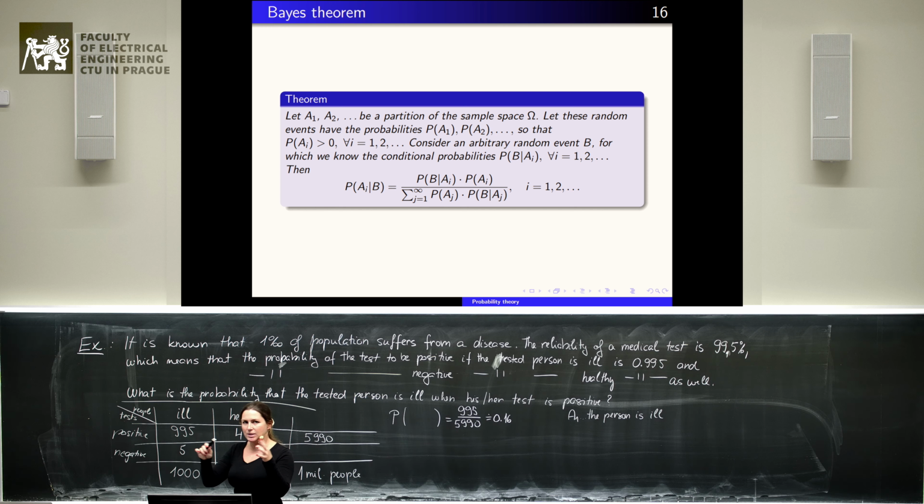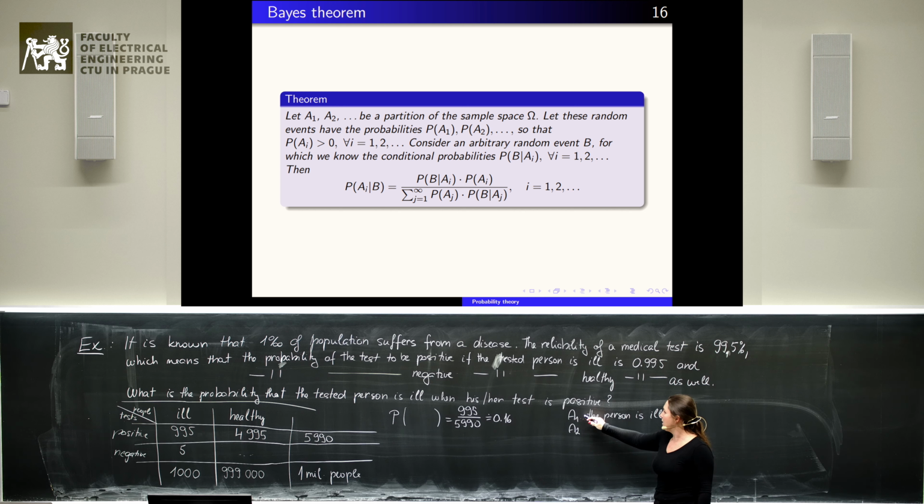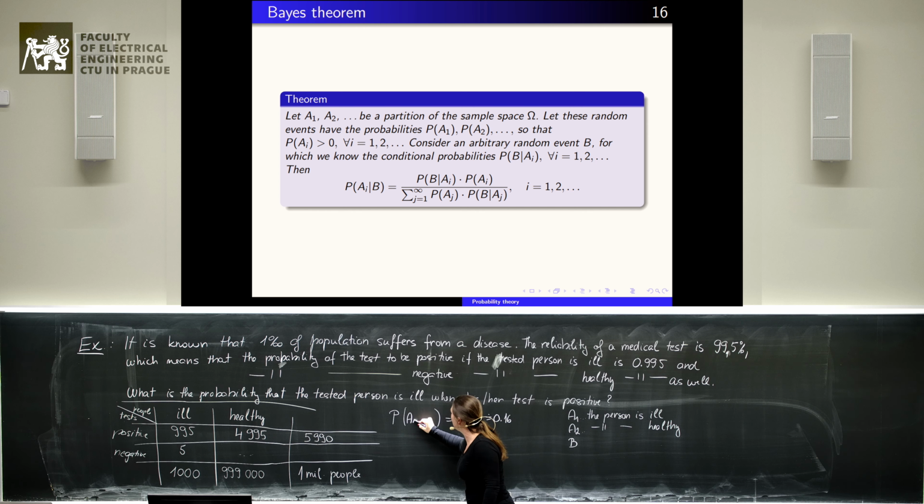For the theorem, we need the events A1, A2, and so on, which form the partition of the sample space capital Omega. So it means that for A1, we need some other events A-something, making the complete sample space, so making all possibilities which can happen. If the event A1 is the event that the person is ill, A2 is of course the complement that the person is healthy. What do we know? So we want to calculate the probability of the event A1. What we know is that the person has a positive test. So we want to calculate the probability of A1 conditionally on B.